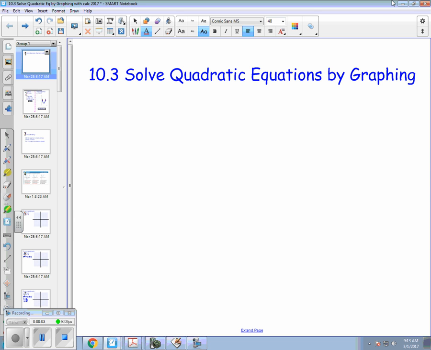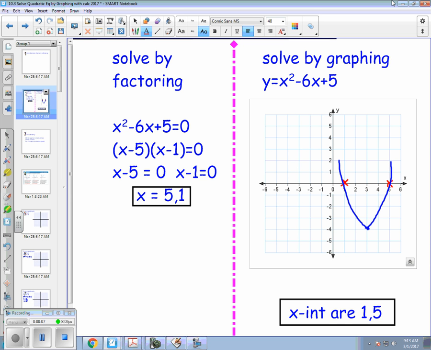Today we are going to solve quadratic equations by graphing. To begin with, you have to realize that in the previous chapter we solved by factoring. On the left-hand side you see the quadratic equation x squared minus 6x plus 5, and it is factored into x minus 5 and x minus 1. Those two factors set equal to 0 show us that the solutions are 5 and 1 for that quadratic equation.